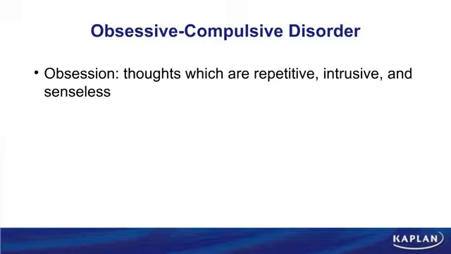Obsessive-compulsive disorder is a disorder where patients can either have obsessions alone or compulsions alone or both, which is the most common symptom pattern. An obsession is a thought which is repetitive, intrusive, and senseless. It's a thought you don't want to have. For example, you're at a party, there's a pool outside, you get the thought of pushing someone in the water. You really don't want to have that thought, but you can't stop yourself from having that thought. That creates anxiety. That's the obsession. Because no matter how you try to distract yourself, the thoughts keep coming back.